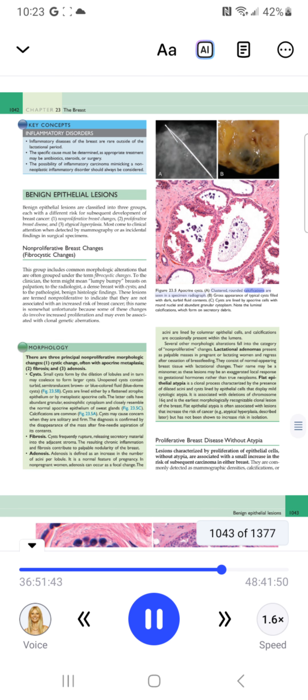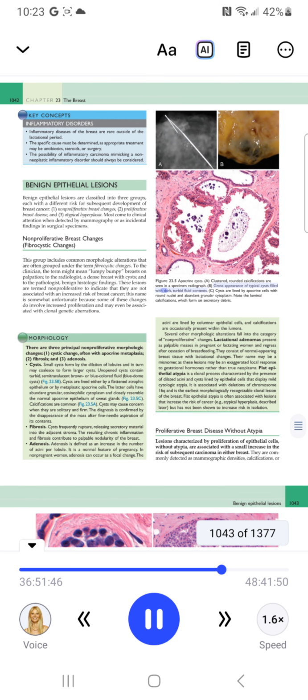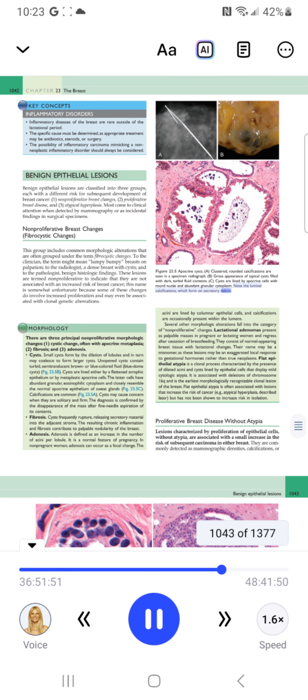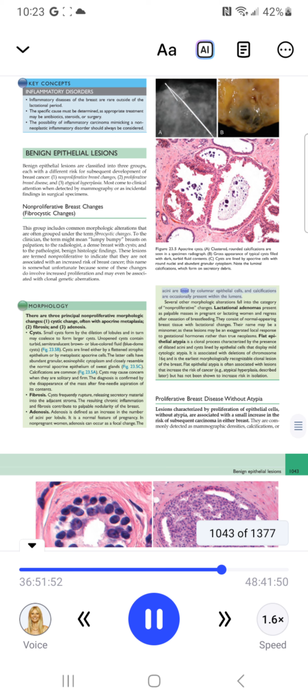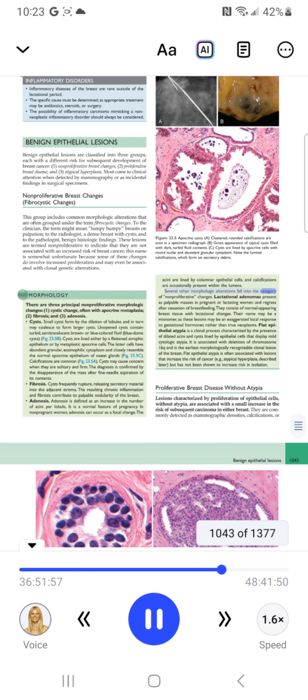Figure 23, apocrine cysts. A. Clustered, rounded calcifications are seen in a specimen radiograph. B. Gross appearance of typical cysts filled with dark, turbid fluid contents. C. Cysts are lined by apocrine cells with round nuclei and abundant granular cytoplasm. Note the luminal calcifications, which form on secretory debris. Acini are lined by columnar epithelial cells, and calcifications are occasionally present within the lumens. Several other morphologic alterations fall into the category.